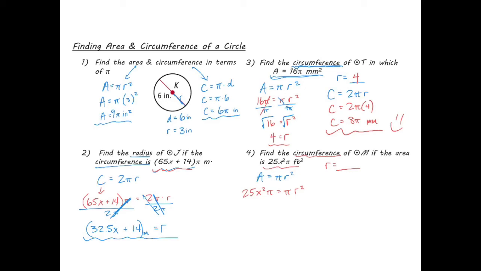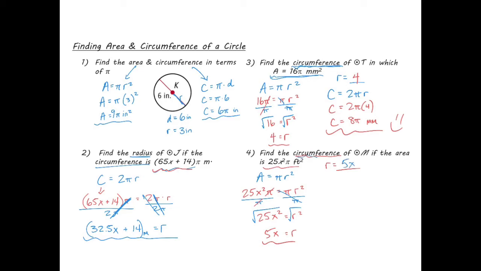I can start by dividing by pi on both sides. So now I have R squared by itself on the right, and after those pi's undo each other, I've got 25x squared. Undo the square, I'll use the square root. And R equals, the square root of 25 is 5. And the square root of x squared is just x. So I found that the radius equals 5x.